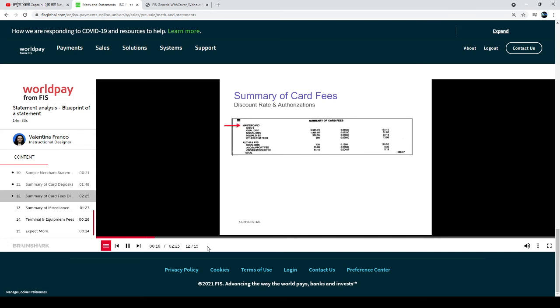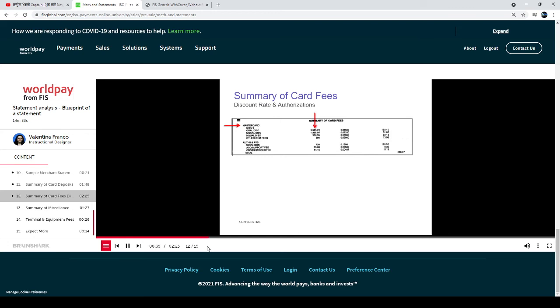As you notice under MasterCard, you will see the words qualified, mid-qualified, and non-qualified. This means that the merchant is set up with a three-tiered pricing program. Let's figure out how they are priced. The first column gives you the volume where each card qualified.